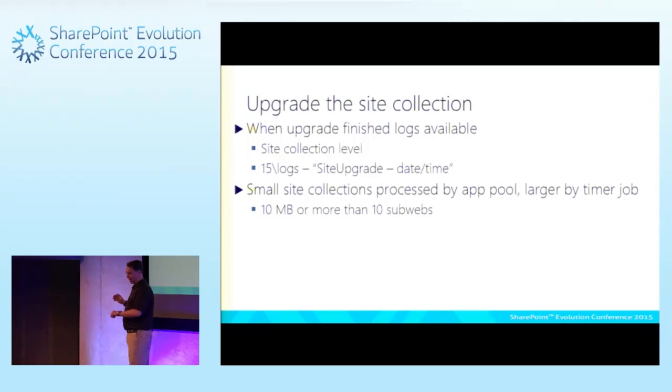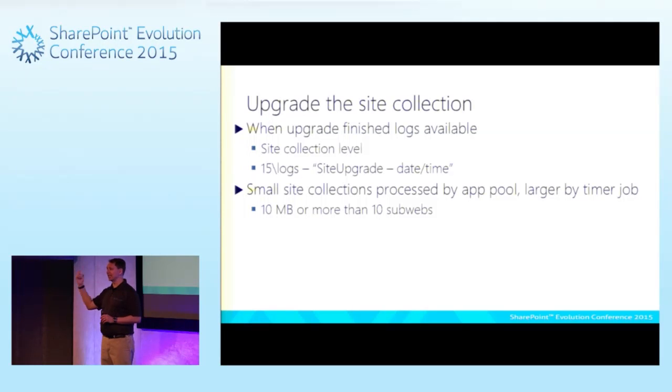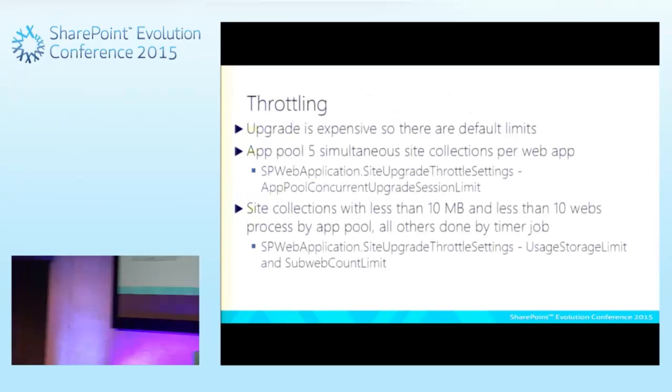We talked about some of the throttling. We're going to get into that. One of the things about the throttling is small site collections will go quickly, 10 meg, with fewer than 10 subwebs will happen inside of the app pool. So it's actually IIS doing it. Anything larger than that will be done by a timer job. I'm guessing that will be 100% of your site collections will get done by the timer job. I don't even know if site collections are smaller than 10 meg with just a blank template anymore. But that's one of the things that it does.